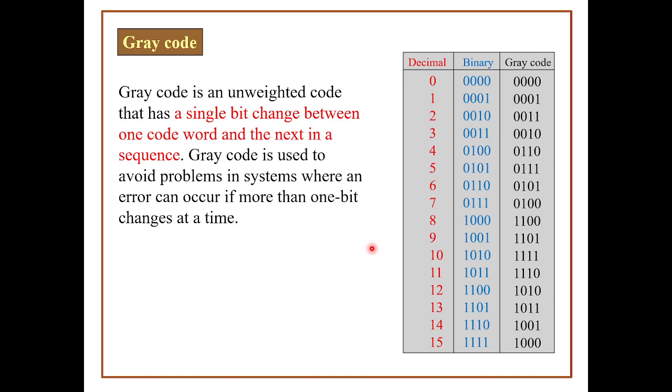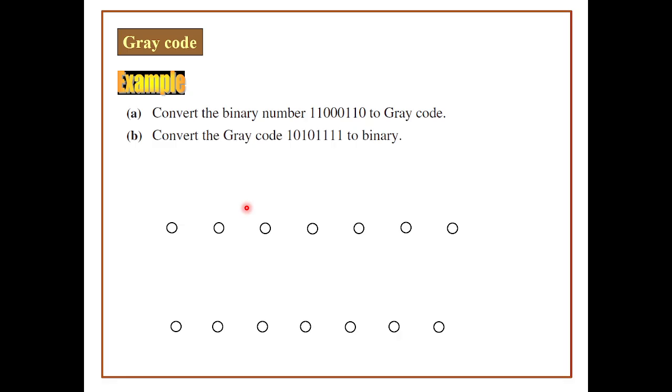The next one, gray code. Gray code is an unweighted code that has a single bit change between one code word and the next in a sequence. Gray code is used to avoid problems in the system where an error can occur if more than one bit changes at a time. So now let's see this one.